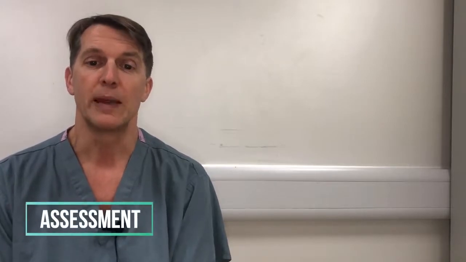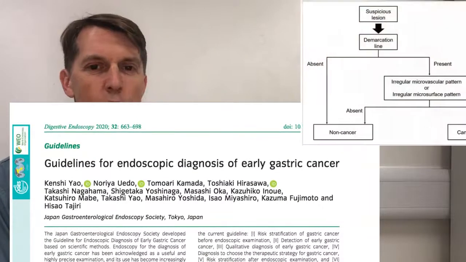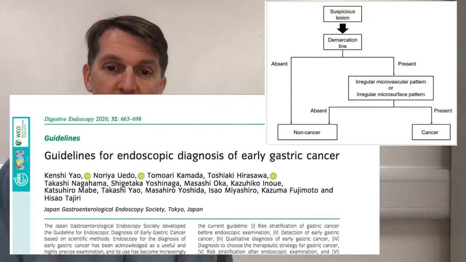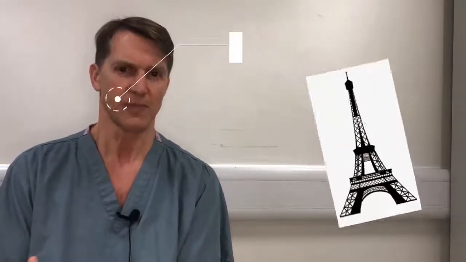Now, those that can be resected curatively need to be within the expanded Japanese criteria, which are based on the likelihood of lymph node metastasis. And this includes features such as the size, histology as to whether it's well or poorly differentiated, and the presence or absence of an ulcer. Secondly, the lesion needs to be characterized by using the Paris classification.